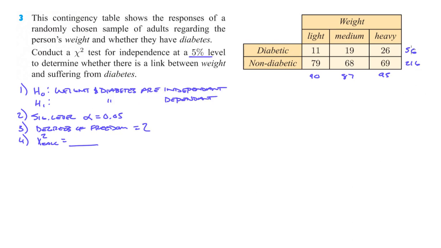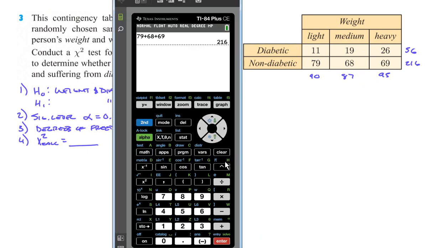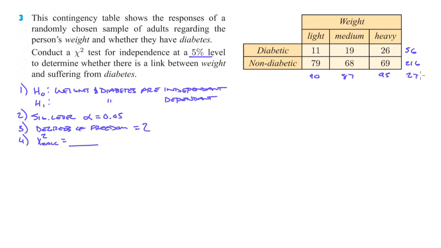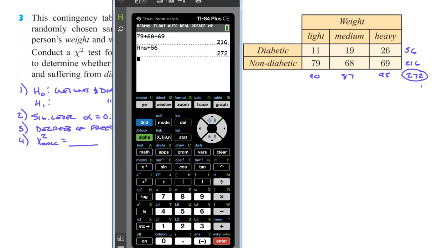Okay, and then just to double check to make sure you got these numbers right, these two should add up to these 3 here. So if we take 216 plus 56, that gives us a total of 272, which will be useful here in a bit. And then let's double check. 90 plus 87 plus 95 gives us 272 as well. So we know we've got all of our columns all figured out here.